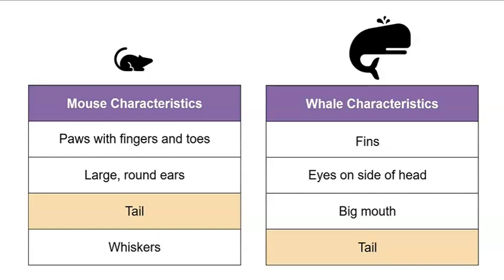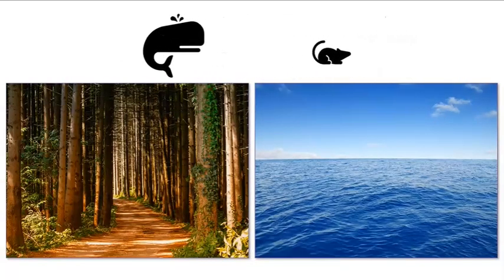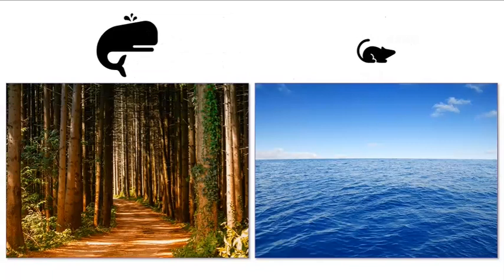But now I have an idea. We have investigated how animal characteristics help them survive in their environments. I wonder what would happen if a whale and a mouse switched environments? What do you think about that?